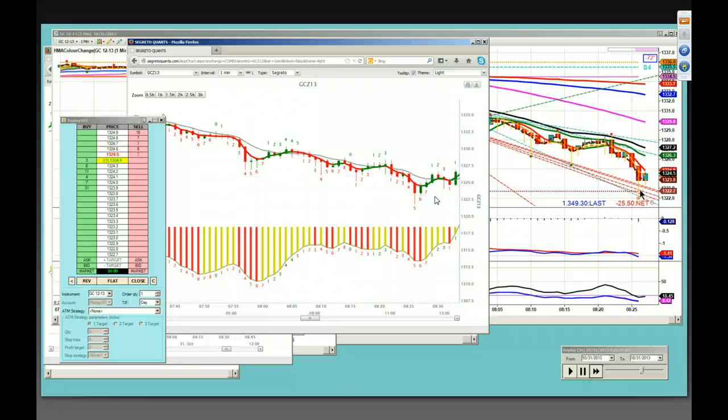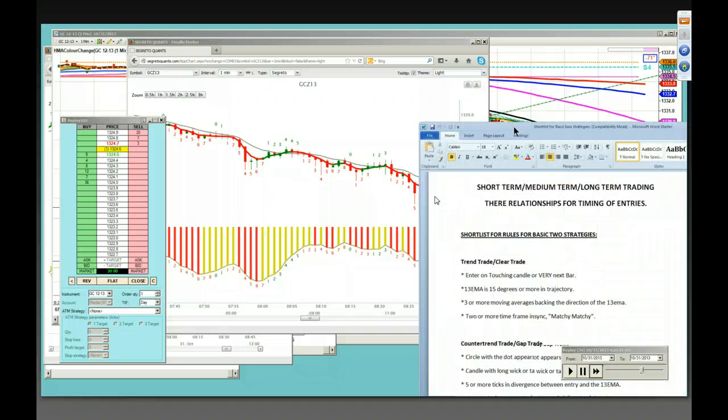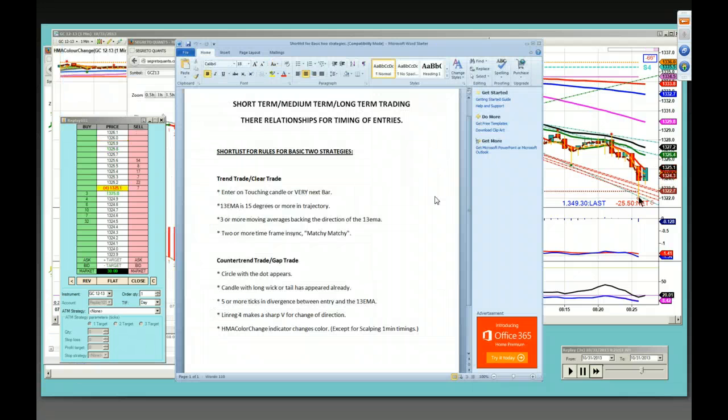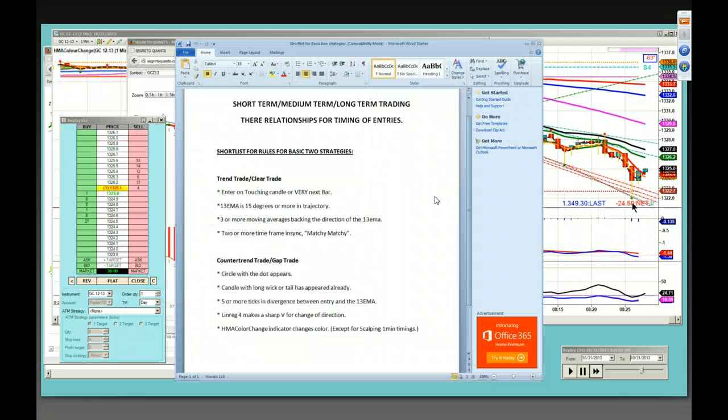And as you can see, there's the circle with a dot, which is the first thing we look for. Remember, you want to look for your circle with a dot on your Ninja indicator. A candle with a long wick or tail has just appeared. As you can see, there's our long wick or tail. That says that the HFTs have just come into the market. Okay, so HFTs have just come into the market.